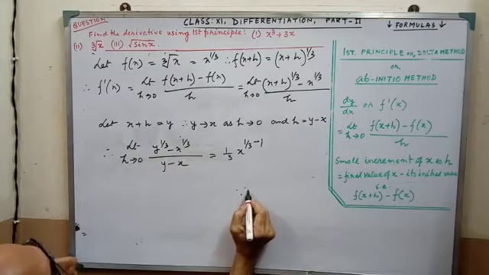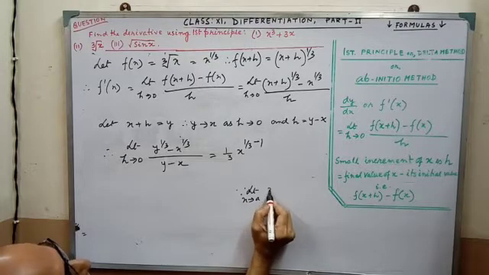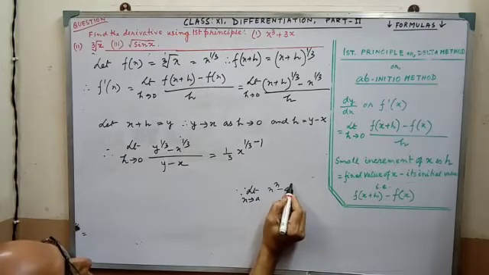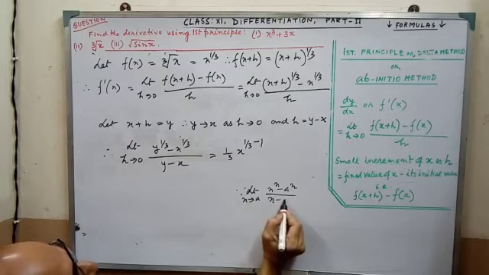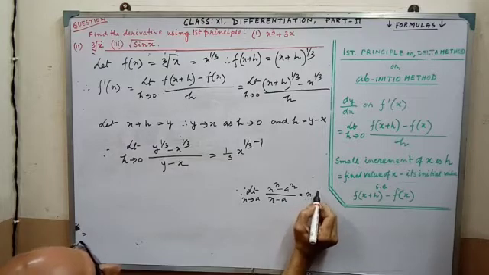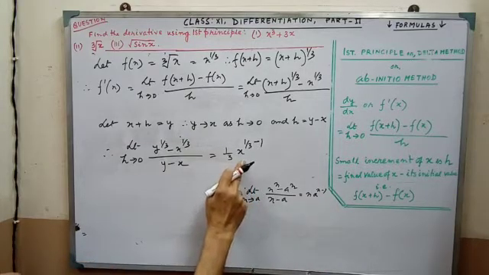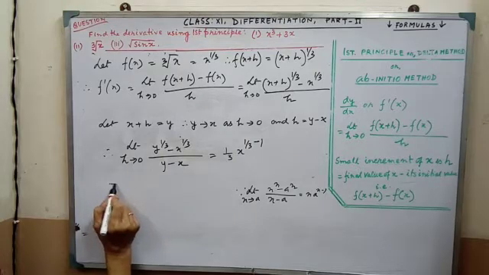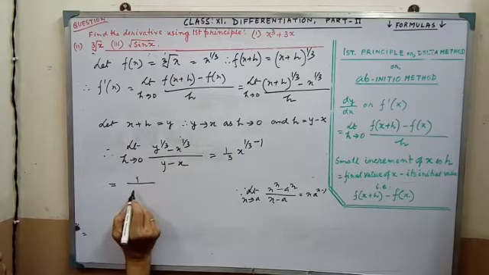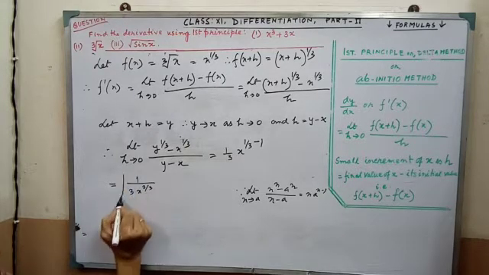Since limit x tends to a, x to the power n minus a to the power n divided by x minus a equals n a to the power n minus 1. See here, by applying the formula we are getting this. So by simplifying, it comes to 1 by x to the power 2 by 3. This is the answer.